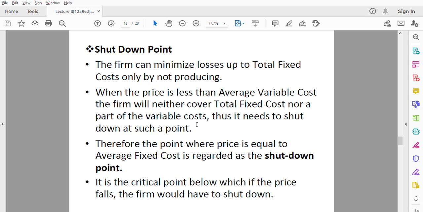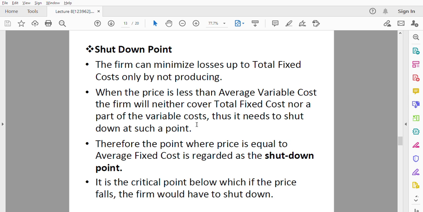So if your price or your average revenue is lower, the average revenue is the money you are getting as you produce. If it is lower than the cost you are incurring for producing any extra product, then you don't have to produce. But if it is equal to your average variable cost, that is the shutdown point, the point at which you will decide whether to produce or not.